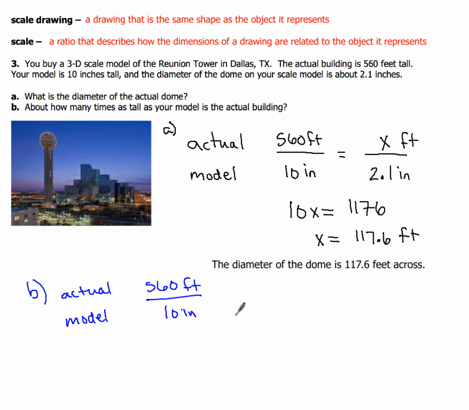Now, when I take a look at this, I've got to take a look at my units here. My building is 560 feet, but the model is in inches. So I've got feet and I've got inches. Now, what I want to do is take a look at the units on here, because I know in chemistry they call this dimensional analysis. In geometry, you don't really refer to it as dimensional analysis, but you'll get the idea. It's the same thing here.